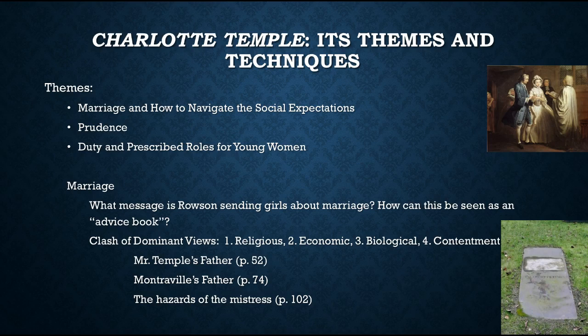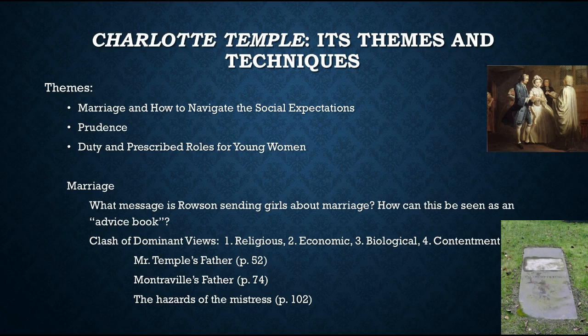Look at what Montreville's father says on page 74 of the text as well. Parents don't come off very well in this novel, by the way. You can tell it's written for teenagers because all the parents are horrible, mean, and awful. Oh, gosh. Parents and grown-ups are so awful. I mean, this is who's reading it, okay?